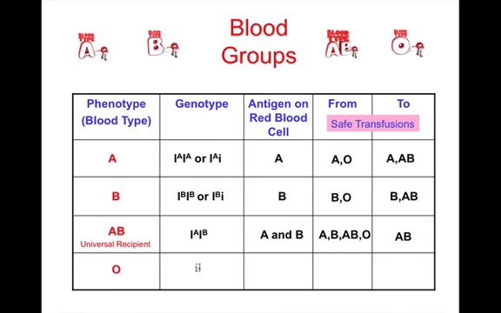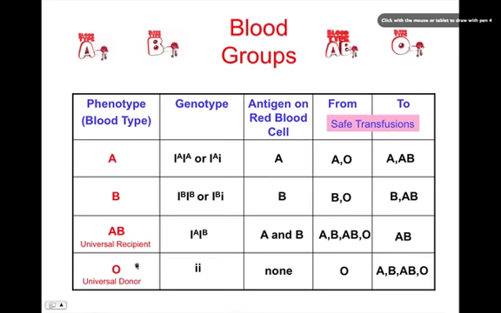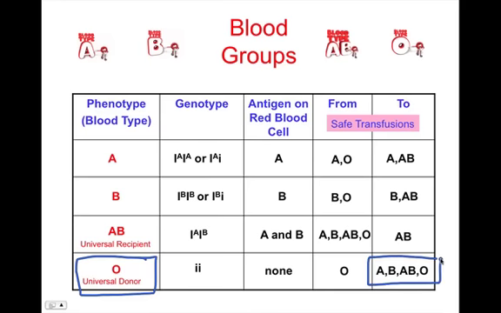Type O blood is the recessive blood type, and that's indicated with two little i's. The antigen on the red blood cell does not exist. There is none. As far as safe transfusions, O people can only get blood from people who have blood type O, but they can give blood to anyone. So if you are type O blood, you are then a universal donor, which means you can give blood to anyone.